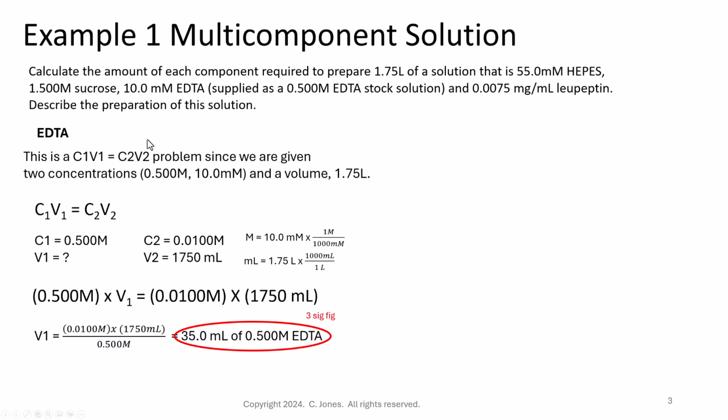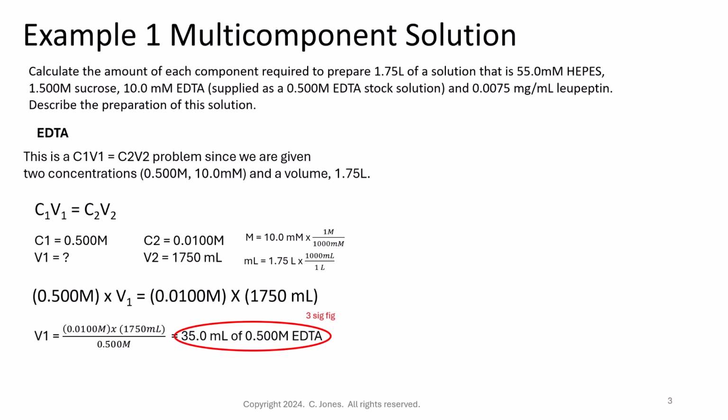3 significant figures. There's 3 for the 10.0 millimolar, 3 for the 0.500 molar, and 3 for the 1.75 liters. So as you go through these problems, we want to think a little bit more practically. How would you deliver this, right? So how would we measure out 35.0 milliliters of 0.500 molar EDTA? In our labs, we would either use a 50 mL serological pipette or a 50 mL graduated cylinder, and we would specify whether to use the pipette or the graduated cylinder in the SOP used to prepare this buffer.